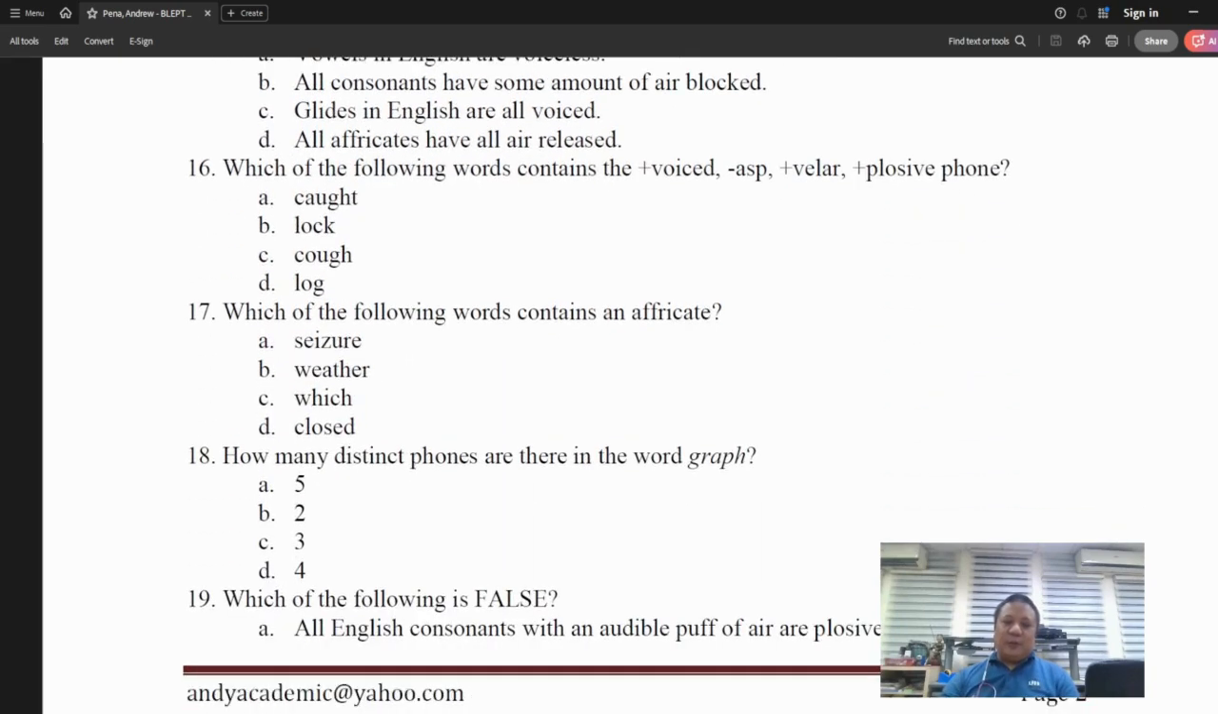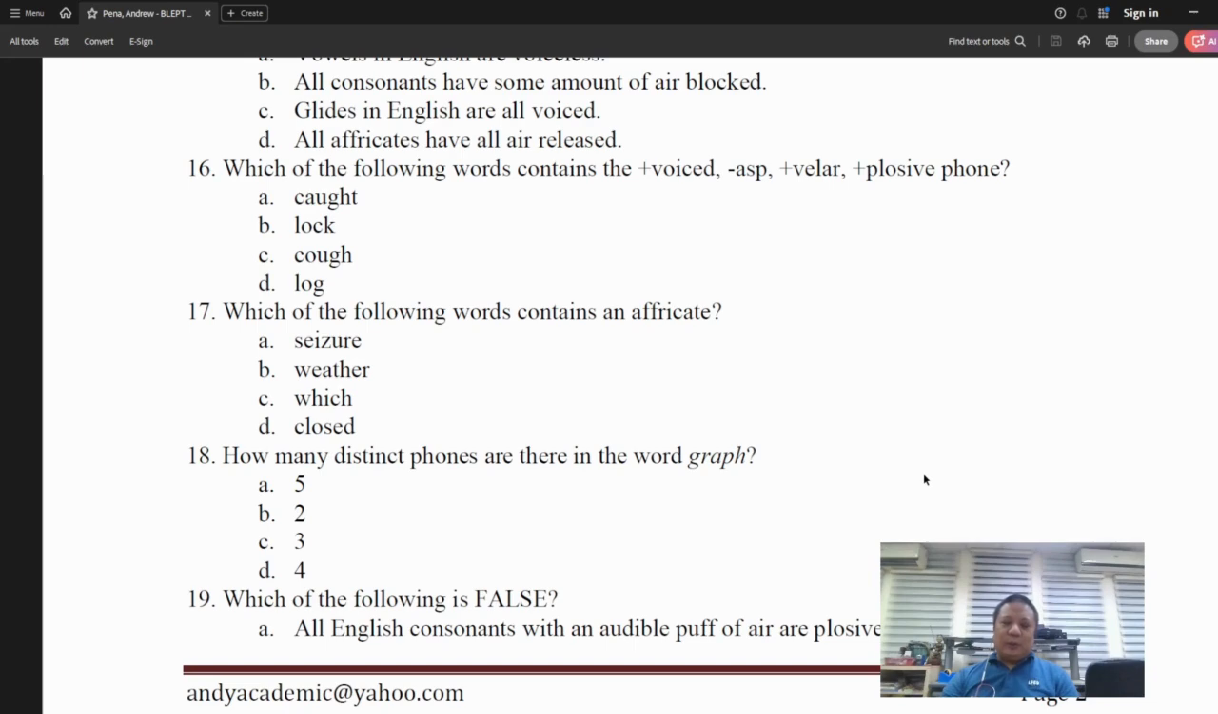16. Which of the following words contains the voiced, unaspirated velar plosive phone? It's velar, so your tongue touches the velum. And it's a plosive. And it's voiced, so it's g. A. Caught, B. Locked, C. Cough, D. Log. So the word with the g sound is D. Log.